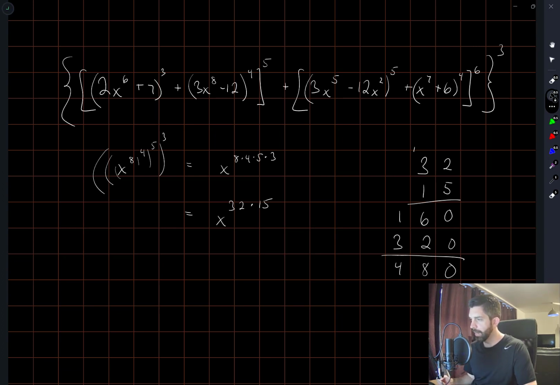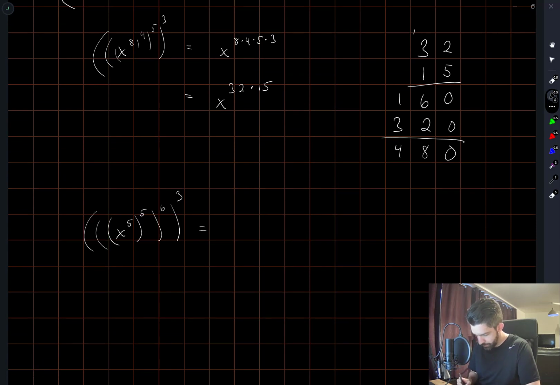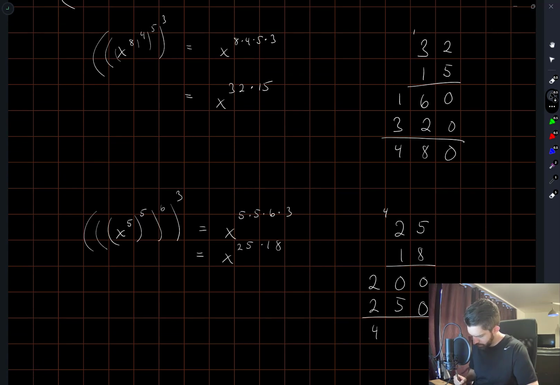So now I'm going to try and make a large exponent using basically the same technique, working from the inside out. Another way to make a large exponent is going to be from this term. So I'll have x to the 5 raised to the 5 raised to the 6 raised to the 3. Let's see what we get when we do that. Okay, here I get 450, but that's smaller than 480.